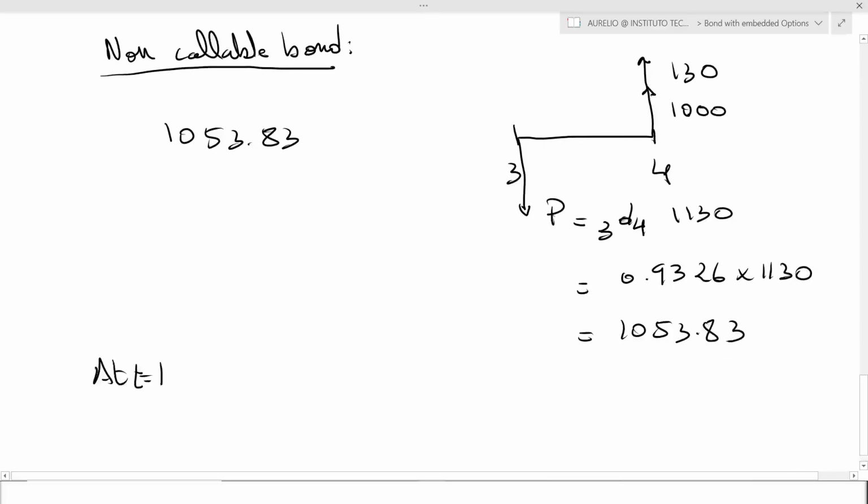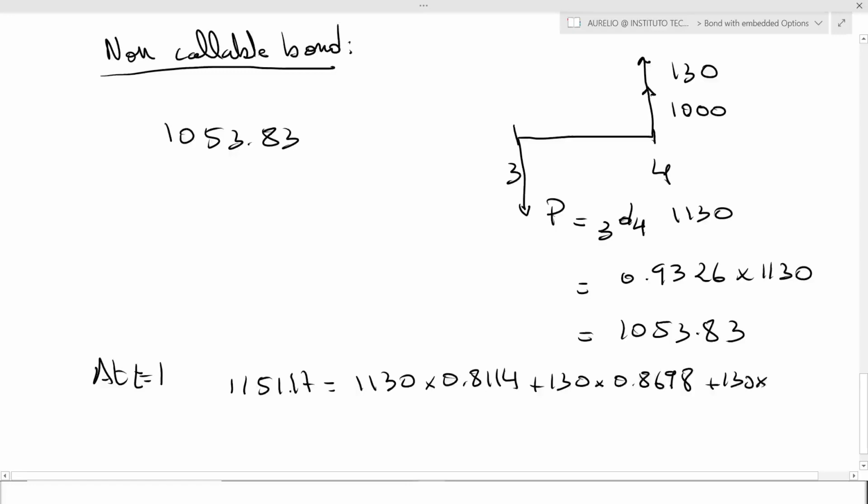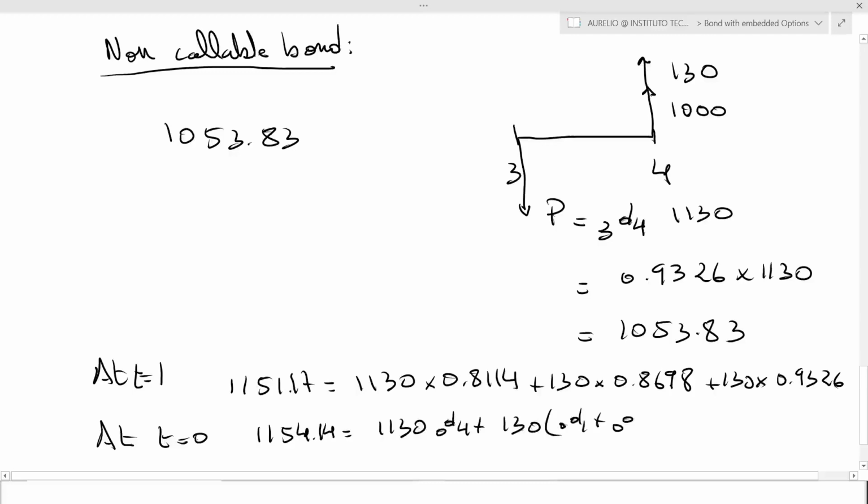Let's give another example. Year 1, at t equals 1. The price of 1151.17 is equal to 1130 times 0.8114 plus 130 times 0.8698 and 130 times 0.9326. Finally, you can also compute the price at t equals 0. I'm going to put it in terms of discount factors. This would be 1154.14. So you have to do 1130 times 0d4 plus 130 times 0d1 plus 0d2 plus 0d3. You replace by the discount factors and then you get this present value.